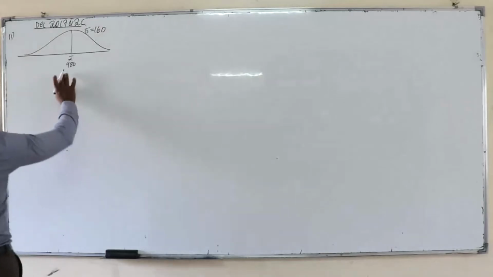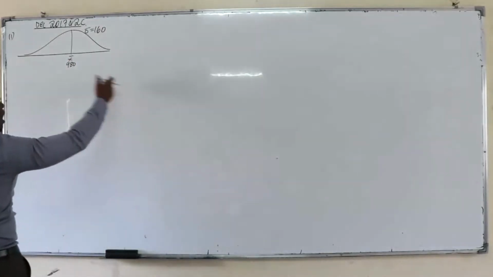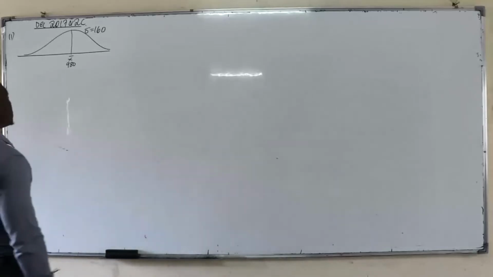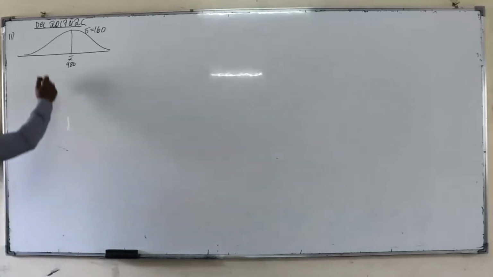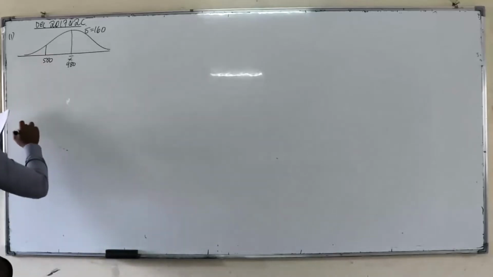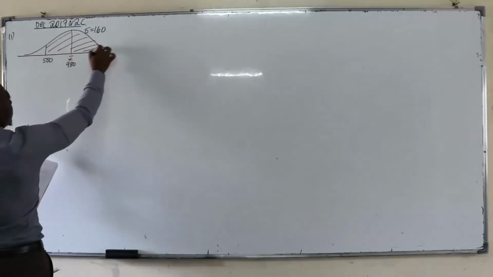Now, if you go to your right, the value will increase. If you go to the lower side, the value will reduce. So in this case, we want greater than 500. Why is 500 on the right or left? So 500 will be on the lower side. So we want greater than 500, so you shade the required part.